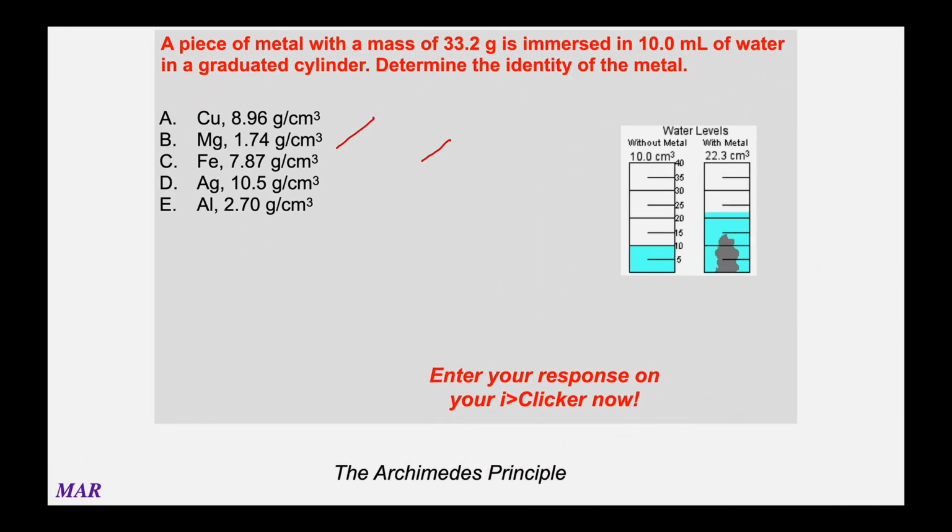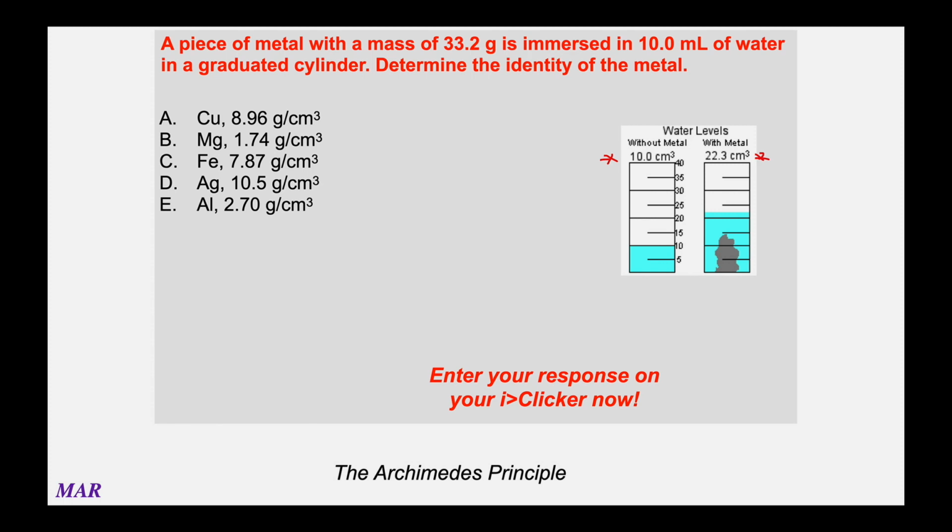So here's a question. It says we have a piece of metal. The mass is 33.2 grams, and it's placed in 10 milliliters of water. The question is, what's the identity of the metal? If you look at the little picture on the right-hand side, it starts off at 10 centimeters cubed. And by the way, a milliliter and a centimeter cubed are the same thing. It then goes up to 22.3 centimeters cubed.